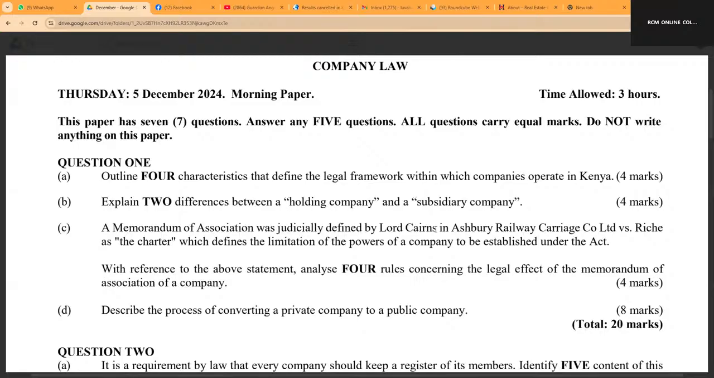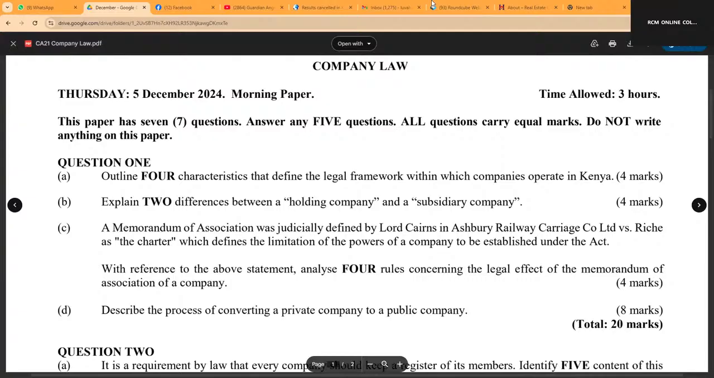So the holding company's voting rights will likely end up being more, and therefore it is able to control the affairs of that other company. The holding company will fully participate in decision-making in the affairs of the company in which it has an ownership stake. While a subsidiary company is on the receiving end, its affairs will end up being controlled by another company, which in this case is the holding company. So those are part of the differences you can mention.